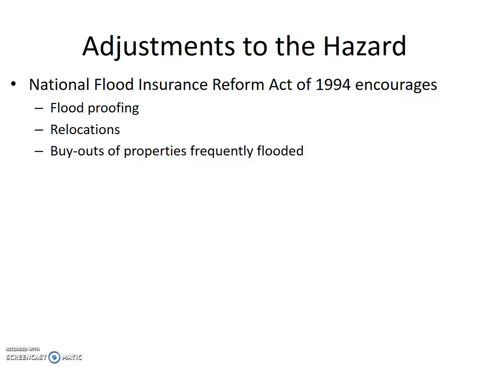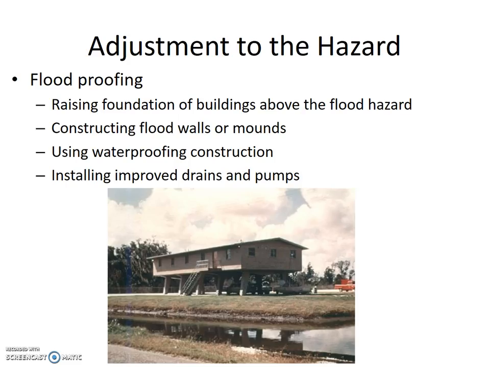The National Flood Insurance Reform Act of 1994 encourages flood-proofing, relocations instead of rebuilding, and buyouts of properties frequently flooded. Cheaper than fixing. Flood-proofing includes raising the foundation of buildings above the flood hazard, constructing flood walls or mounds, using waterproofing construction, and installing improved drains and pumps. The image shows a house from like the 70s with a raised foundation. Perhaps they have a better view as well as lower risk from flood damage.